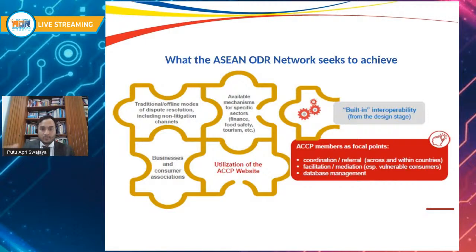In other words, there is a built-in interoperability from the design stage. The ACCP focal points will be responsible to coordinate and refer across and within countries, engage with facilitation and mediation, especially those involving vulnerable consumers, and data management. This modular design can be stacked up once the ODR are expanded to other sectors and new industries. Next slide, please.